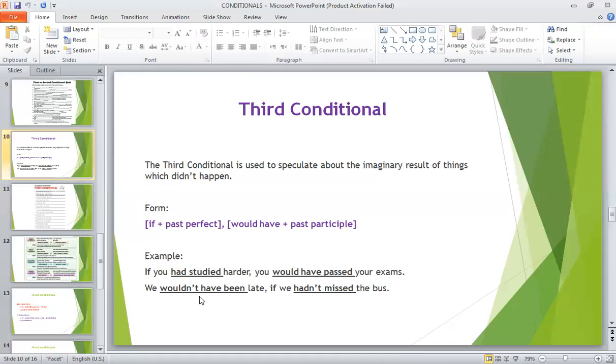So here, we wouldn't have been late if we hadn't missed the bus. If here is in the middle of the sentence, the if clause is with past perfect all the time. If it started with if, past perfect with it. If it's in the middle of the sentence, past perfect as well. So we wouldn't have been late, would in negative form, have been, if we hadn't missed the bus. What happened is that we were late because we missed the bus.